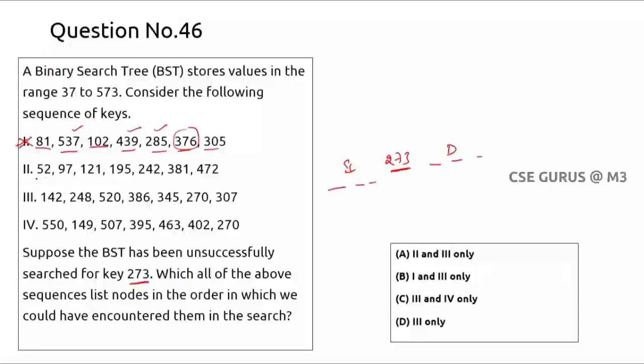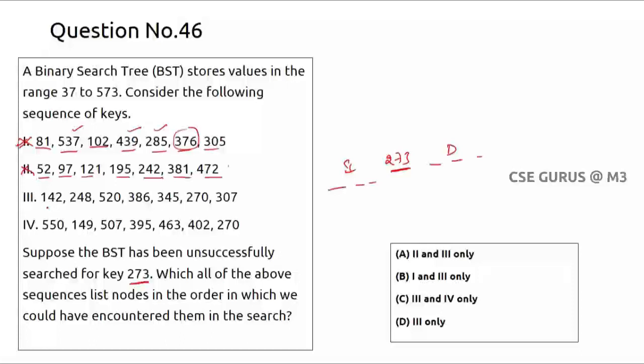Now coming to this one, less than 273: 52, 97, 121, 195, 2, all are in increasing order. But what about greater than? Those elements should be in decreasing order. So that's why this is also not correct.